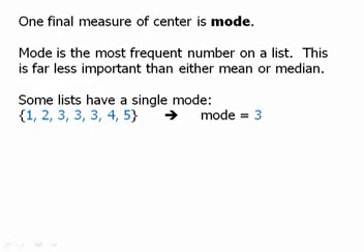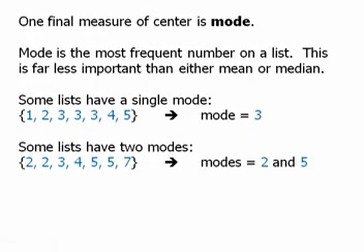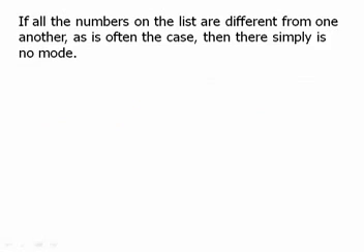Some lists have a single mode. For example, there are a lot of 3s on this list. There are 3 3s, and every other number only appears once. So the mode is clearly 3. Some lists have 2 modes. For example, in this list, we have a pair of 2s and also a pair of 5s. So the modes are 2 and 5. If all the numbers on the list are different from one another, as is usually the case, then there simply is no mode. So sometimes there is a mode, sometimes there's more than one, and often there's just no mode at all.